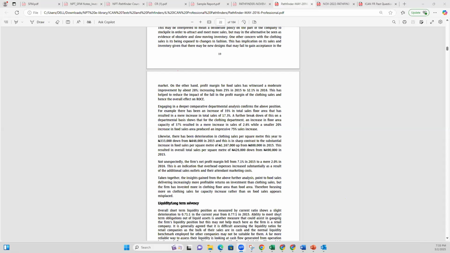cost. Taken together, the insight gained from the above further analysis points to food sales delivering increasingly more profitable returns on investment than clothing sales. But the firm has invested more in clothing floor area than food area, therefore focusing on clothing sales for capacity increase rather than on food sales appears misplaced.